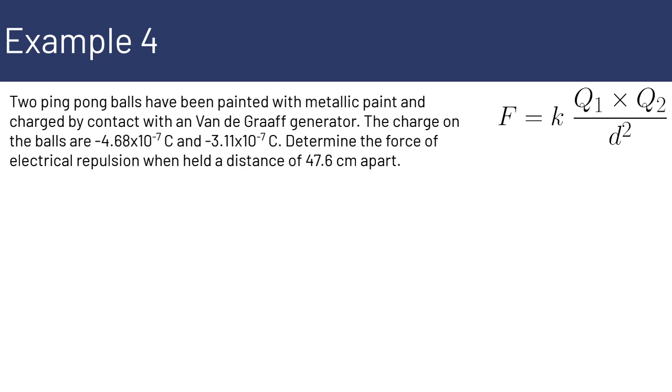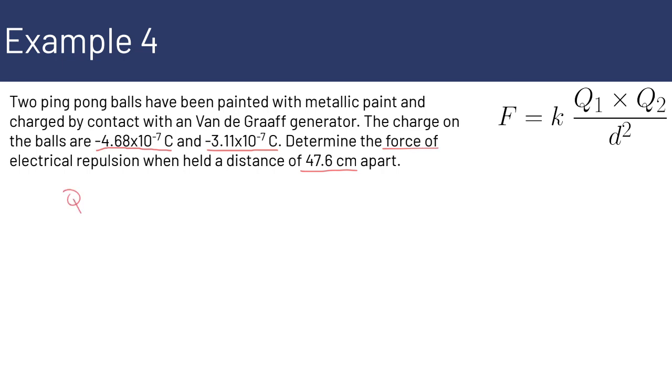All right, in this video, we're going to work a few more examples of Coulomb's law using the equation to figure out the force and other things. So this is example number 4. We have 2 ping pong balls that have been painted with metallic paint and charged by contact with a Van de Graaff generator. The charges on the balls are minus 4.68 times 10 to the minus 7 coulombs and minus 3.11 times 10 to the minus 7 coulombs. Determine the force of electrical repulsion when held a distance of 47.6 centimeters apart. So we're looking for the force.